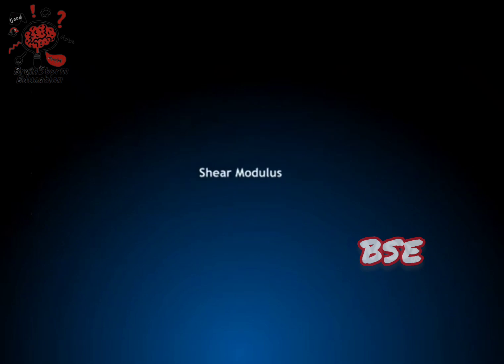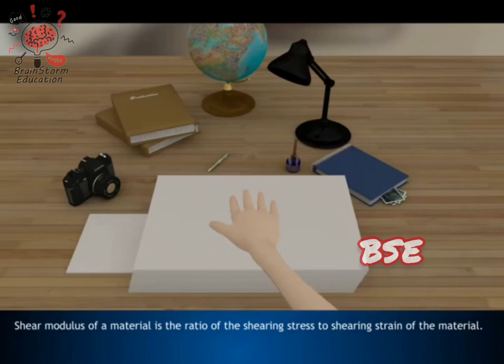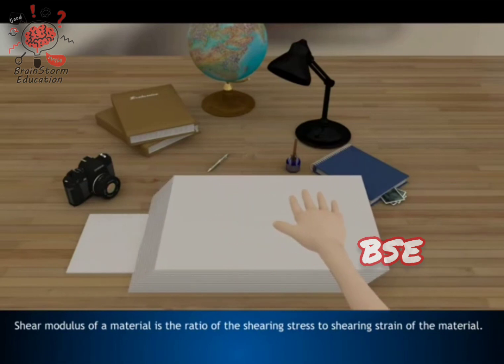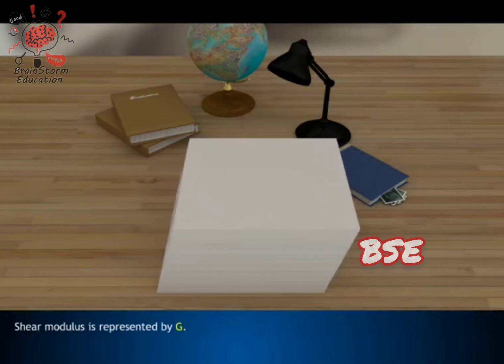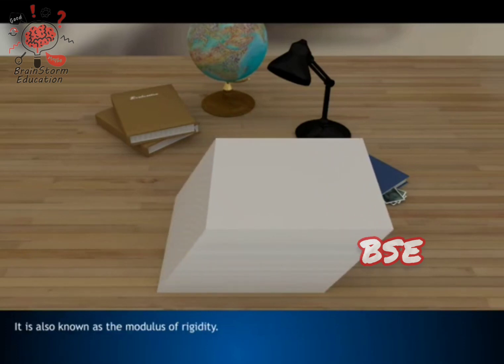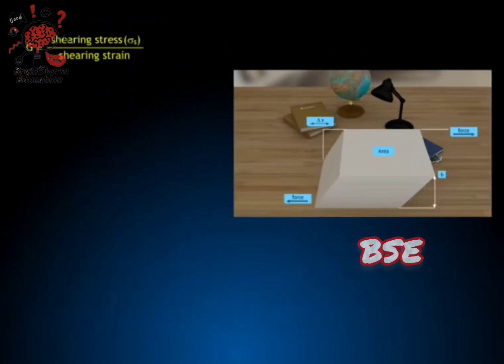Shear modulus. Shear modulus of a material is the ratio of the shearing stress to shearing strain of the material. Shear modulus is represented by G. It is also known as the modulus of rigidity. G equals shearing stress by shearing strain, which equals F by A by delta X by L, which equals F into L by A into delta X.